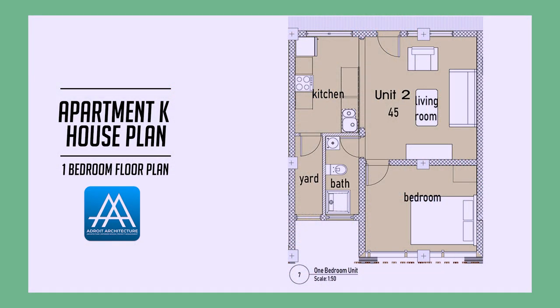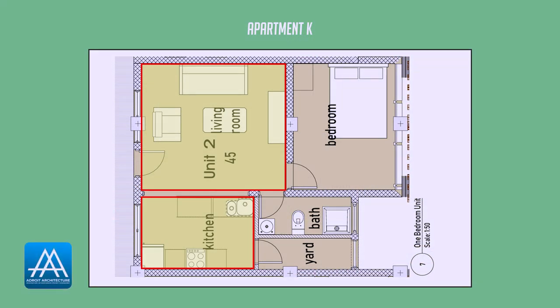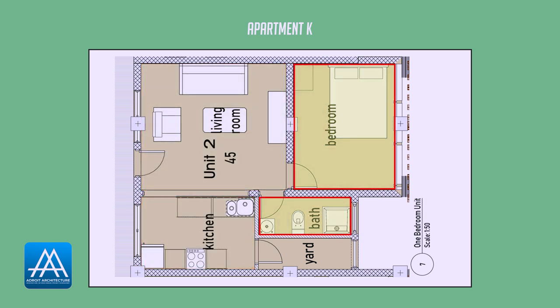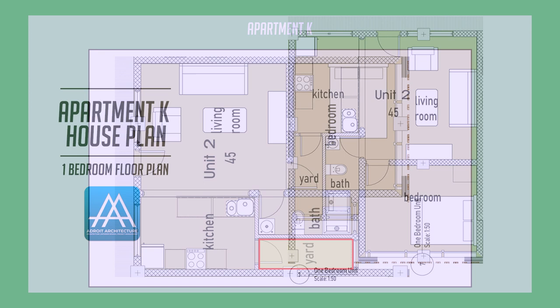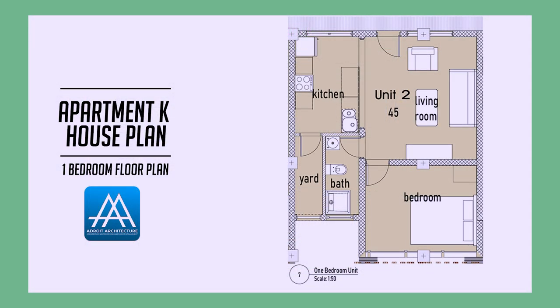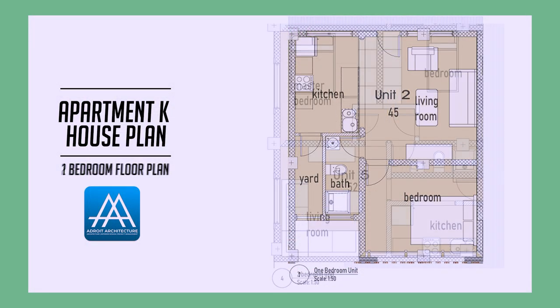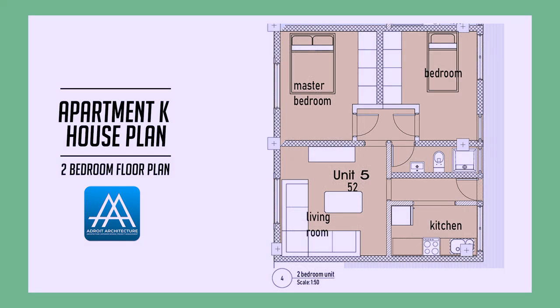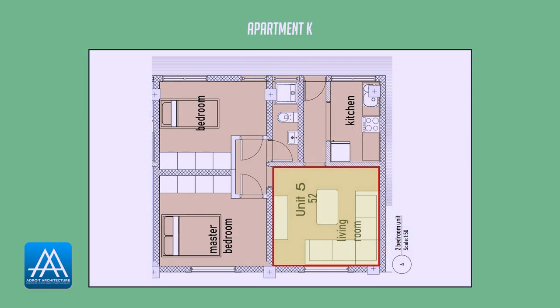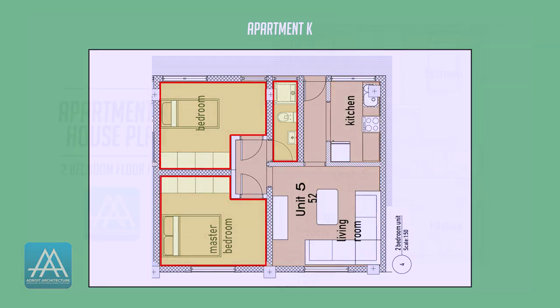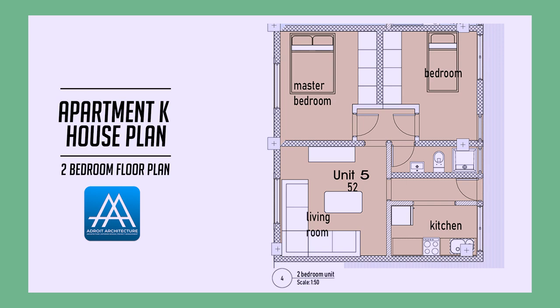The one-bedroom apartment has a living room with an open-plan kitchen. From the living room, you have a bedroom and a shared bathroom. Each kitchen also has provisions for an enclosed small balcony yard, all within 45 square meters of living space. The two-bedroom apartment has a simple living room with dining space, a kitchen and two bedrooms sharing a bathroom. All this within 52 square meters of living space.